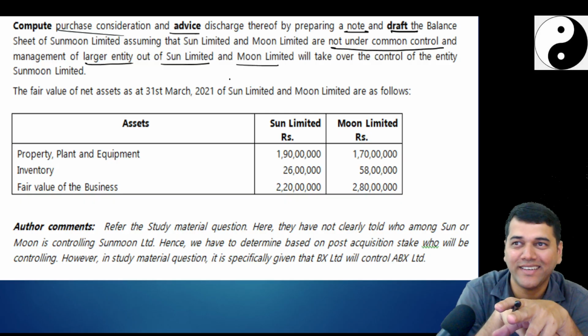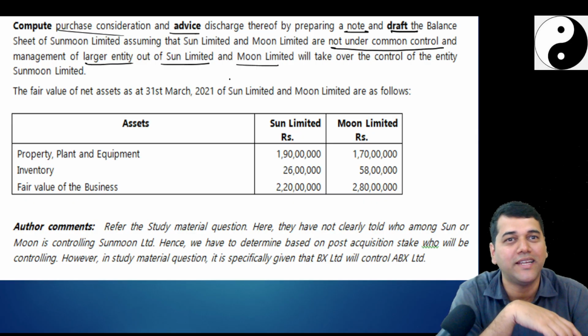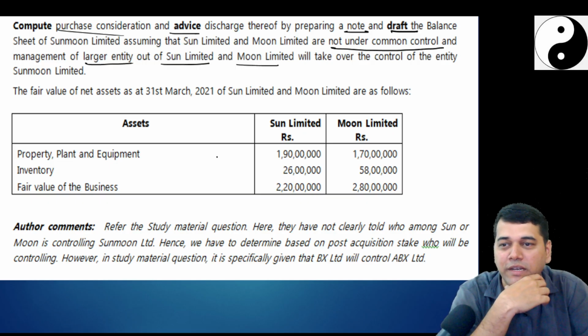You see the catch, no? In the exam, you see how beautifully they told. Study material straight away BX, no headache. Now you have to figure out the fair value of the assets. Sun Moon were already given. PP inventory, same fair value of the business.